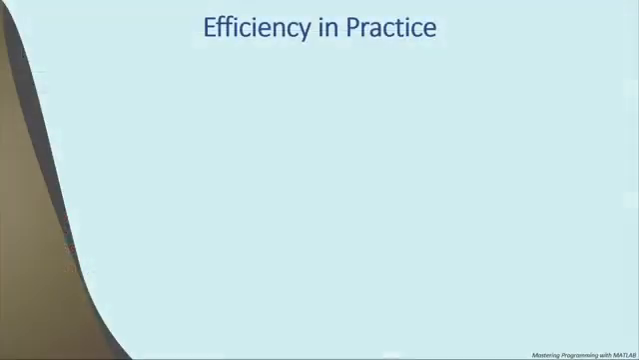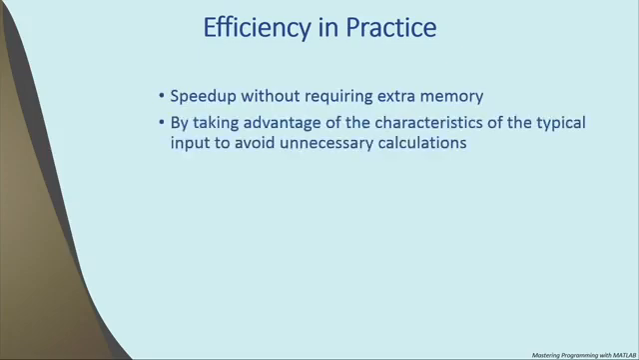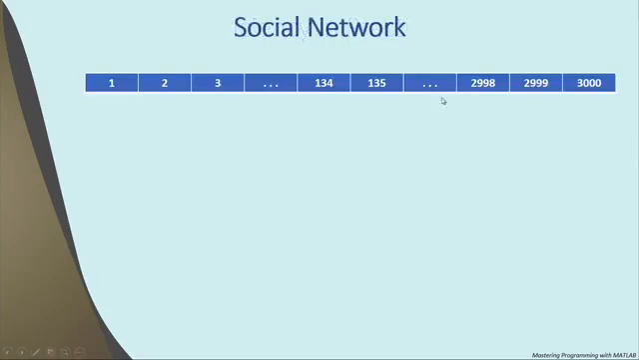Well, now let me show you another example for which the question, is my algorithm doing unnecessary work, can save the day. It's an example that lends itself to speed up without requiring the use of additional memory. Instead, it takes advantage of the characteristics of typical input to avoid unnecessary calculations. Consider a social network where people are identified by unique IDs, which are integers from 1 to n, and let's say that n equals 3,000.